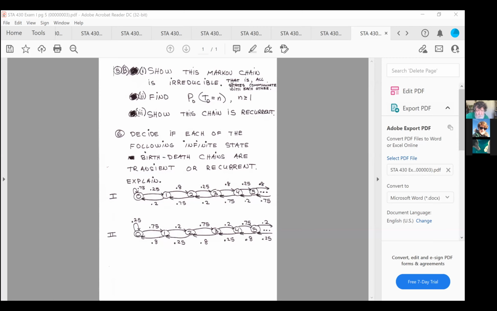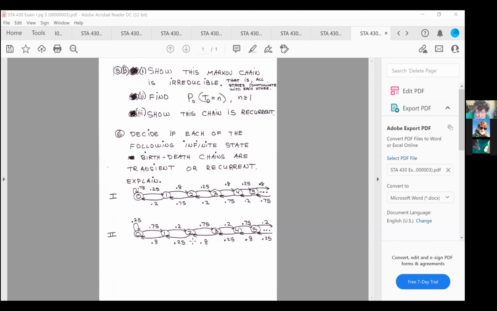Okay, so 5B is asking that something is irreducible. With any luck, we'll get there today. Find this. We've done things like this. Show that the whole chain is recurrent. We haven't done that kind of thing, but we're not too far from it.